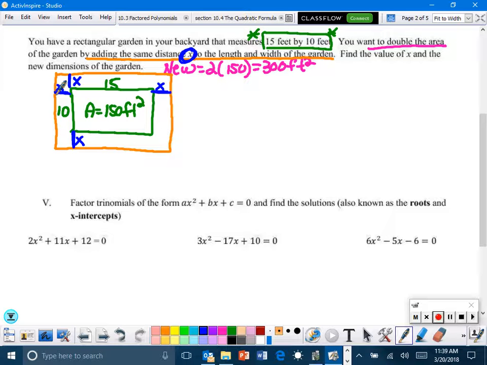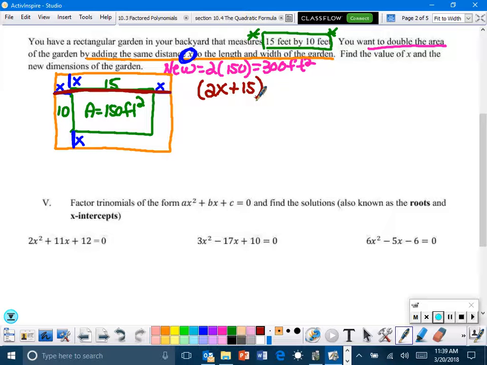All right, so what I'm going to do now is I'm going to take the new garden and write the dimensions of the new garden. Okay, and I'm going to try to color code this as best I can. Here we go. So the new length of the garden is all of this that I'm drawing in red. The new length, I have 2 x's plus the original length 15. So the new length is 2x plus 15.